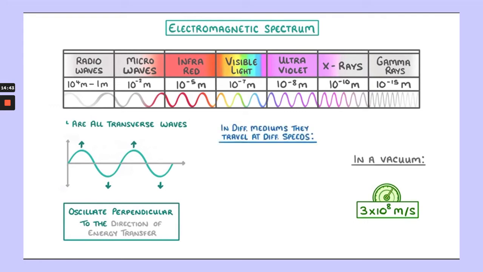When they're in different mediums, though, they'll travel at different speeds, and this can lead to refraction, which is where the wave changes direction.